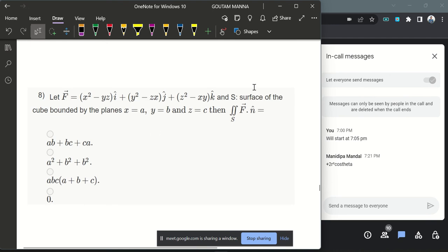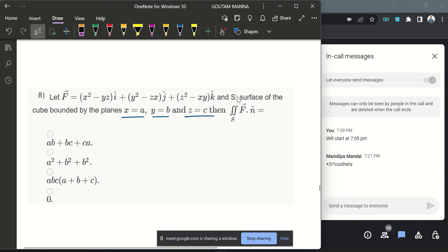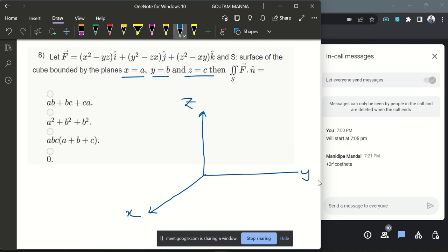Now problem 8, we are given a vector field and a surface. The surface is a cube bounded by the planes x equals a, y equals b, z equals c, and the coordinate planes. So that means the surface would look like this.